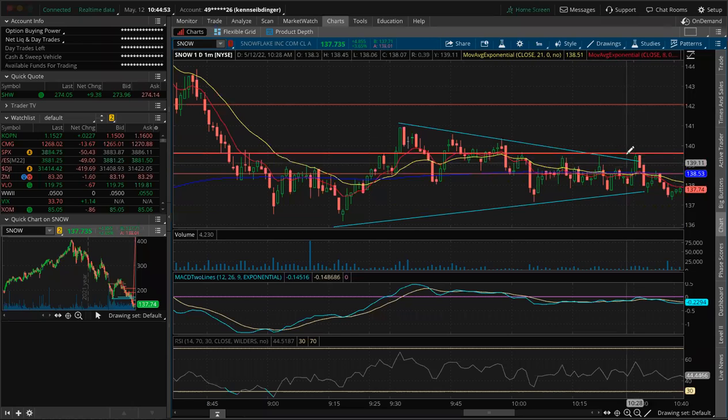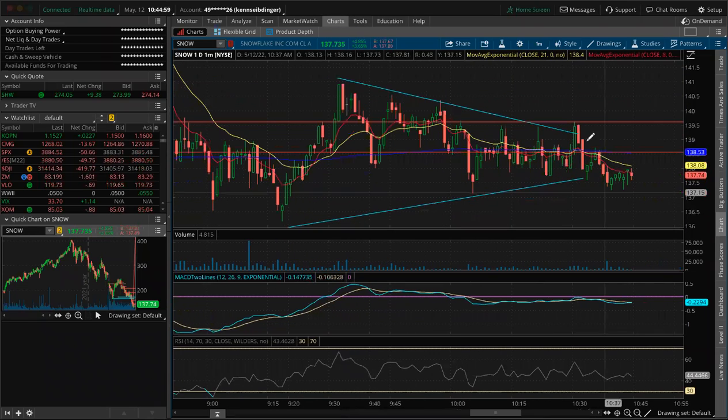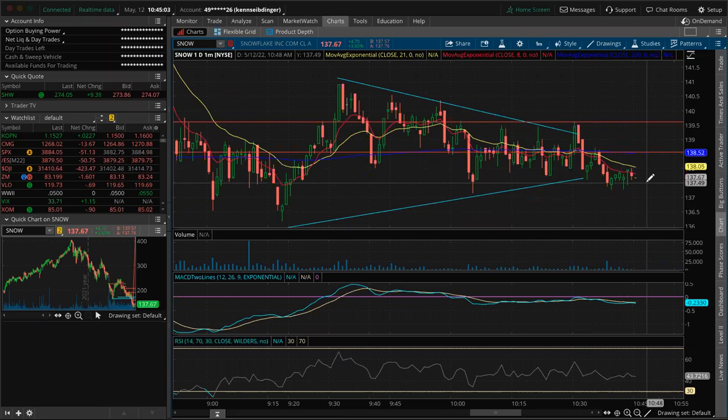And I did it right about this area here, timed it almost perfectly, and then you can see here it dropped. And I just got out of the trade to the downside. It's probably going to drop more, and I should probably hold it because look at this. It just broke the trend for the day.